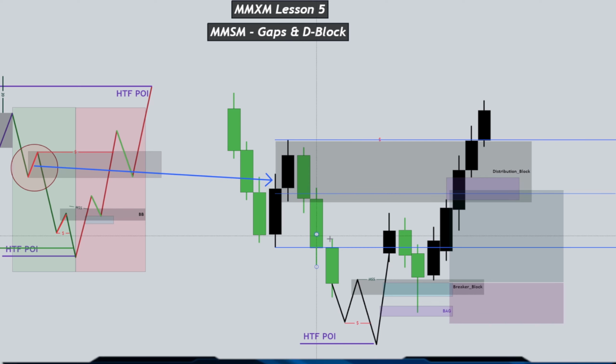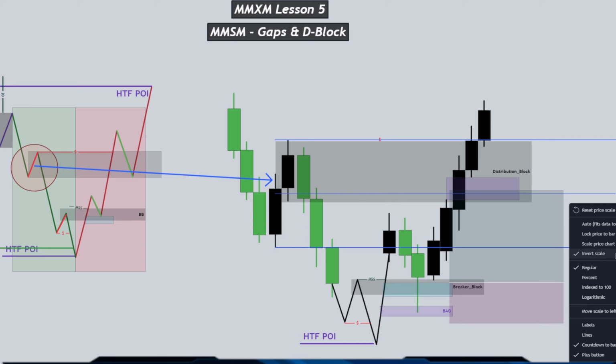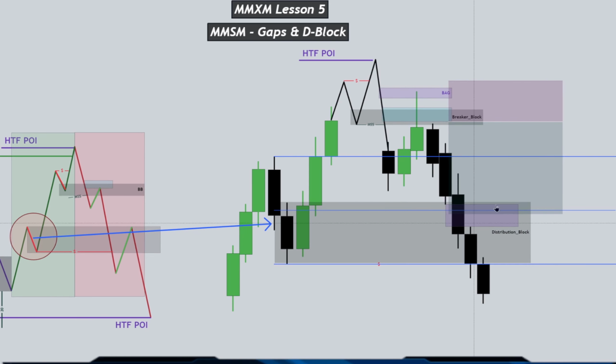Since it's a drawing and it will be a very long video if I do that, but I hope you are getting it. So it's just the vice versa: the highest up close as your accumulation block on a market maker buy model, and the highest down close as your distribution block on a market maker sell model. And so far I have covered a lot of things. I hope that part is clear.